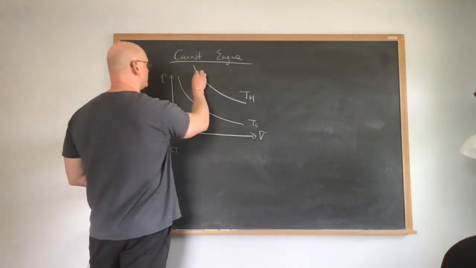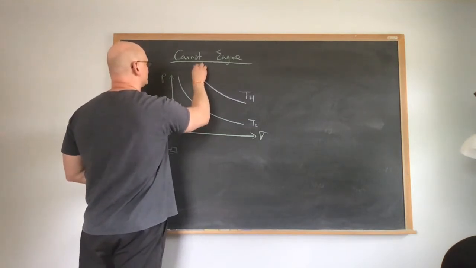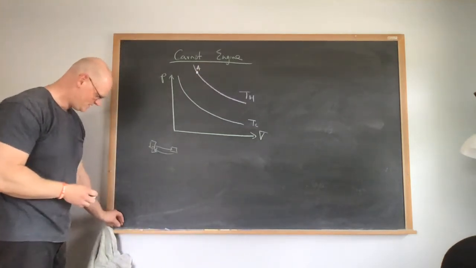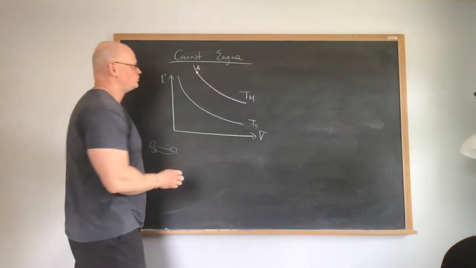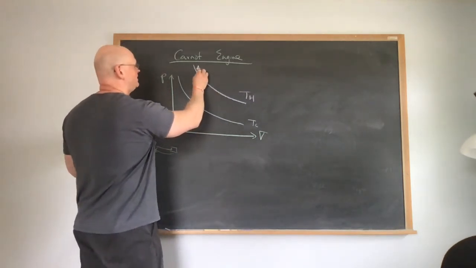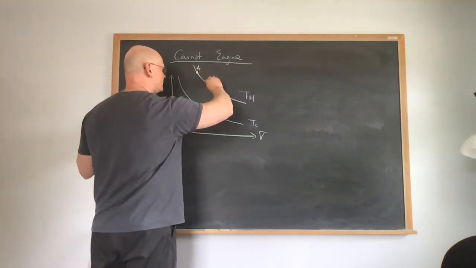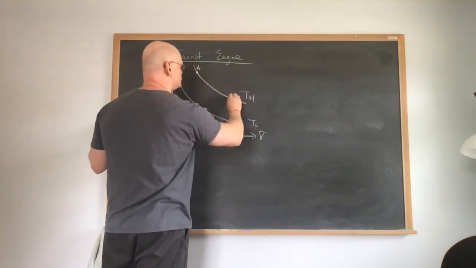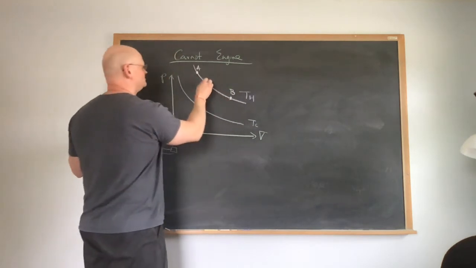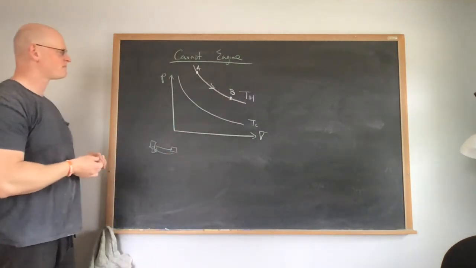So basically, we're going to start off at some point A here. This is my initial position. And then we're going to expand the gas along this particular isotherm. So we're going to expand it along the hot isotherm to some final position of B. So I'm expanding my gas here.